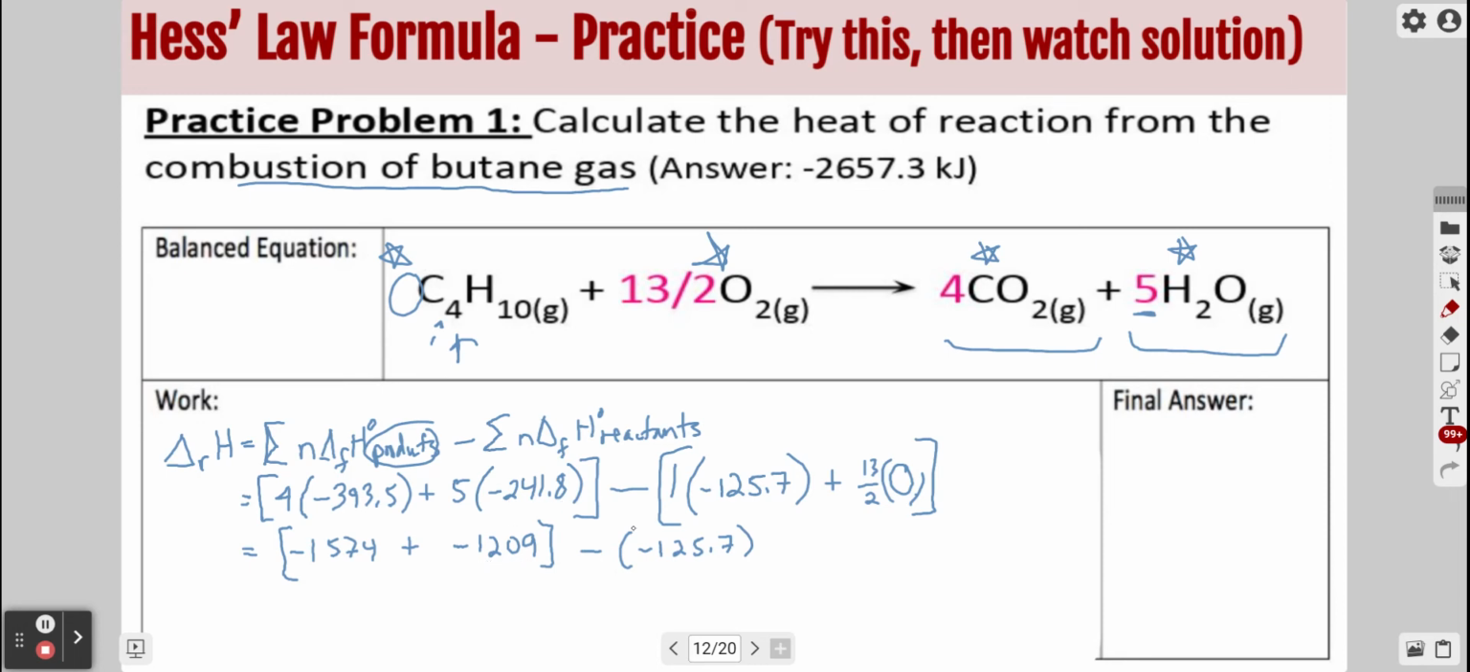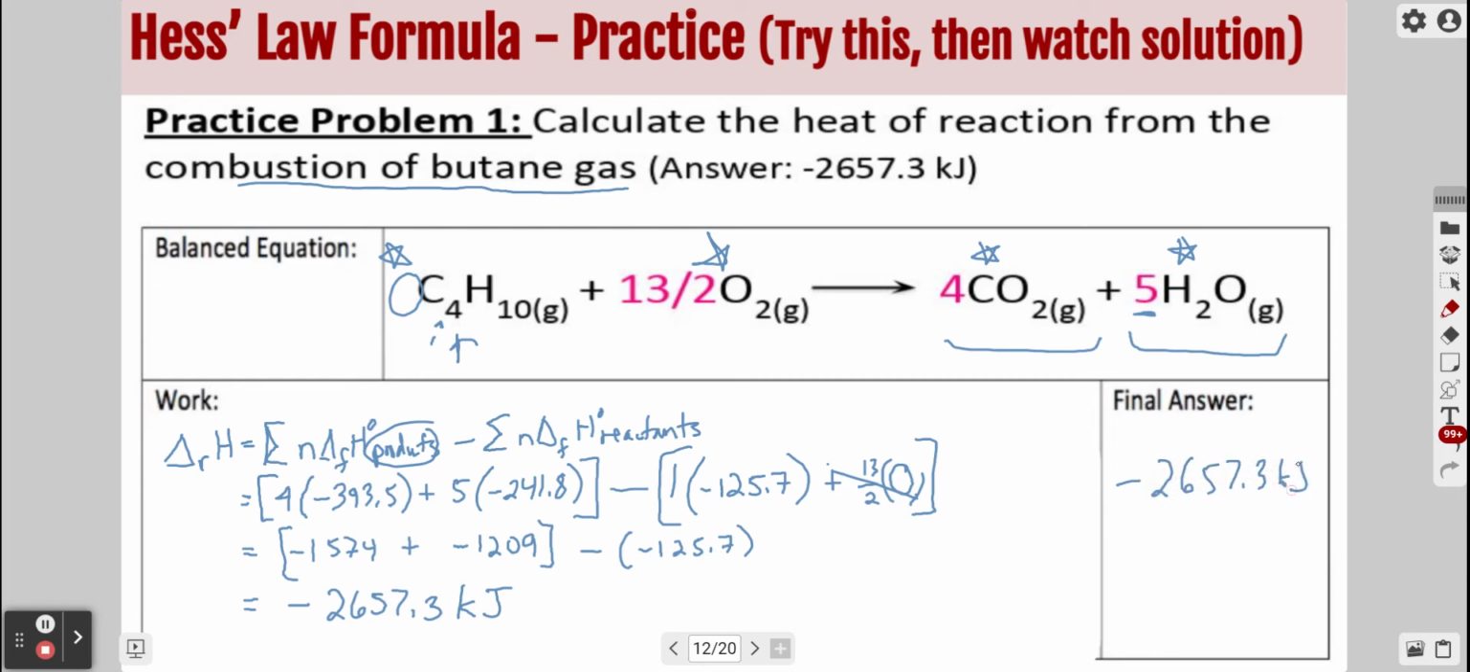Then we're going to subtract, because we need to subtract all of our reactant values over here. 1 times negative 125.7 is just negative 125.7. And then the oxygen term becomes 0, so we can ignore it. So these are our values here, and let's get our final enthalpy. All right, so if we do the math correct, we get negative 2,657.3, and our units are kilojoules. So our units for energy and enthalpy is kilojoules.